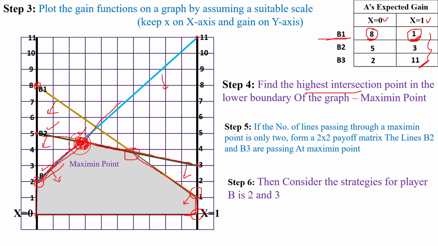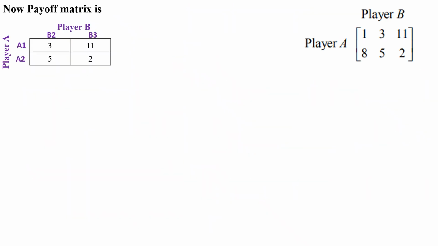Then we have to consider these two strategies for the player B, that is the second strategy and the third strategy. Then we have to form a payoff matrix from the player B point of view, with two strategies, the second strategy and the third strategy. This is the 2 by 3 given game, but here we are considering the player B point of view, two strategies. Anyhow, player A has the two strategies, that is 1 and 2. So now this is the payoff matrix, which forms a 2 by 2 payoff matrix.